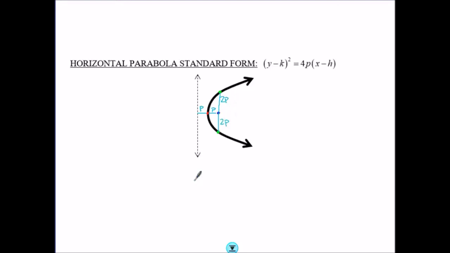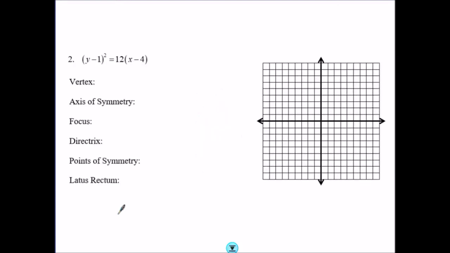If p is positive, the parabola will open to the right. If p is negative, the parabola will open to the left. Let's look at an example. Here we have our equation, and we know that this is a horizontal parabola because the y is squared. So let's find our vertex. Our vertex is still (h, k), but here's where you've got to be careful. Some people mix up h and k because they're not in the same position as they were in the previous example. h is always with x, k is always with y.